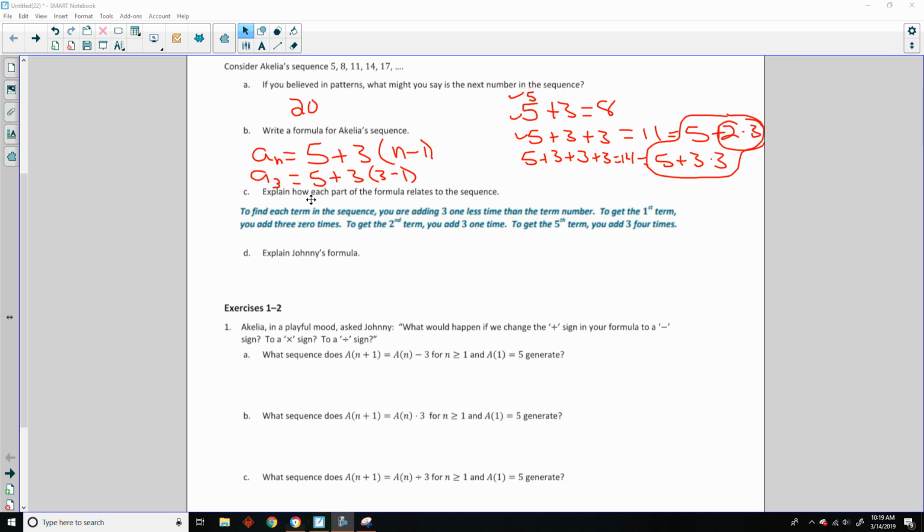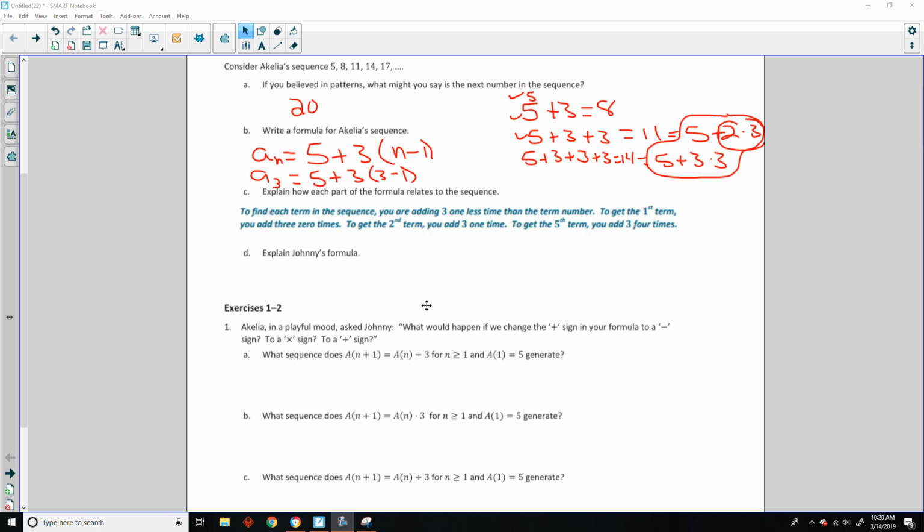Okay, so explain how each part of the formula relates to the sequence. To find each term in the sequence, you are adding 3, one less time than the term number, if that makes sense. So here we are adding 2 3's, even though it's the third term. Here we're adding 3 3's for the fourth term, and so on. To get the first term, you add 3 0 times. To get the second term, you add 3 1 time. To get to the fifth term, you would add 3 4 times, and so on.